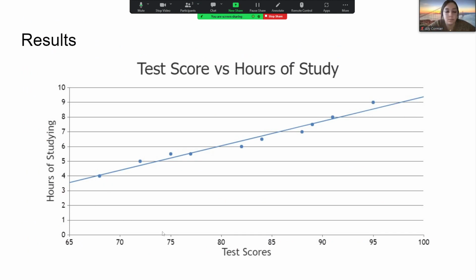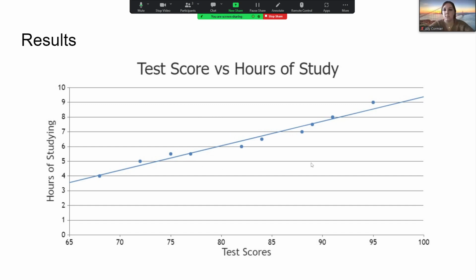So as you plot students' points, right, 68, the student who got a 68 on the test spent 4 hours studying. The student who got 95 did 9 hours of studying. And doing things like this makes it really easy to find correlations between data sets, right? You can see here that your test score tends to increase with the hours of studying. The more time students spent studying, on average, their test scores went up.